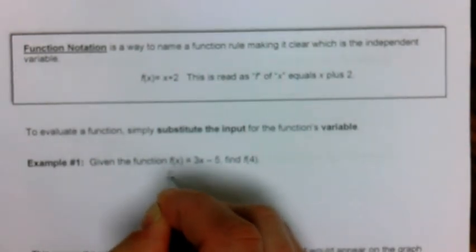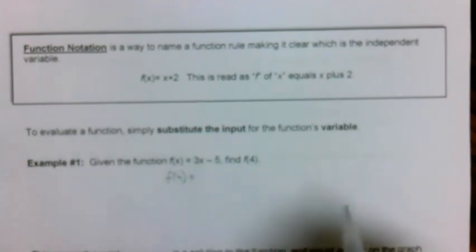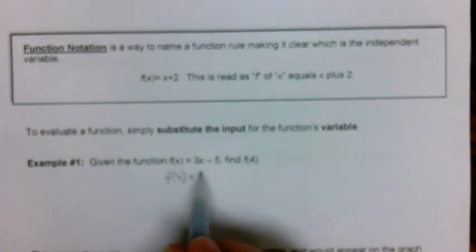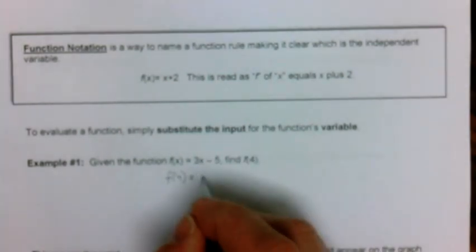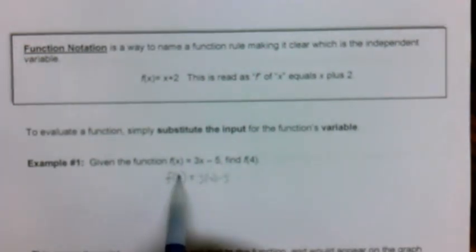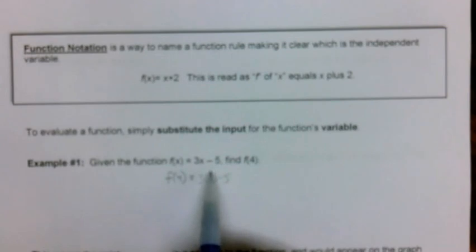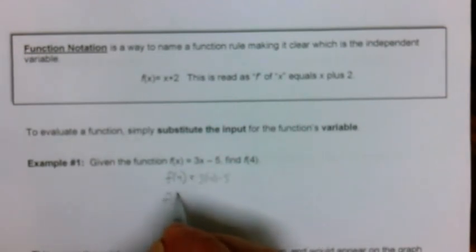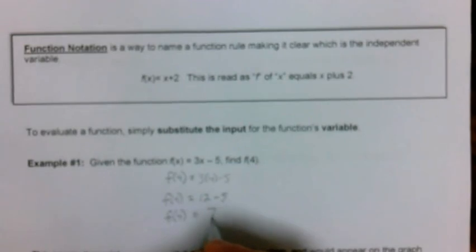So f of 4, all I'm going to do is replace x with 4 in this rule, in this equation. 3 times 4 minus 5. So 4 was your input value, and now we're going to determine the output value by substituting that into the rule. So f of 4 is going to equal 3 times 4 is 12 minus 5. And that means that f of 4 is going to equal 7, since 12 minus 5 is equal to 7.